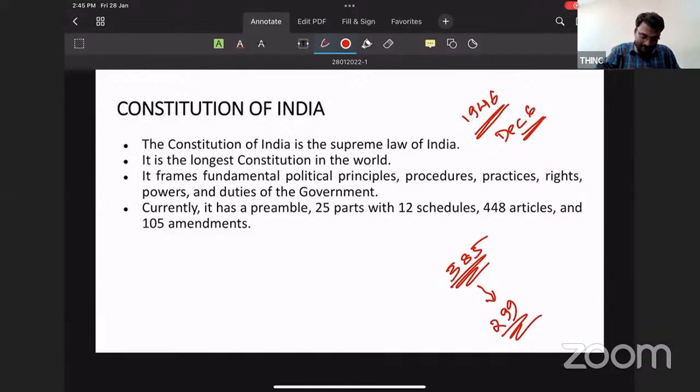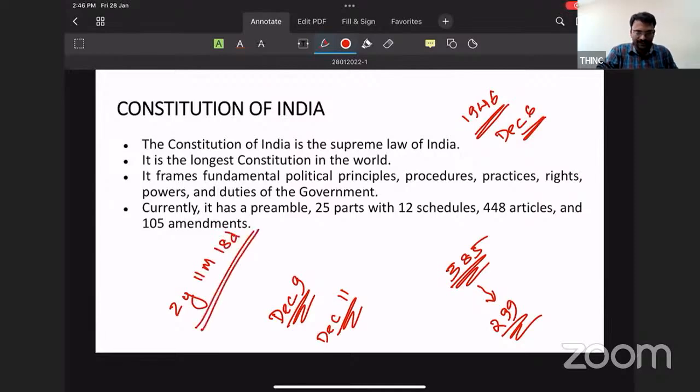On December 9, 1946, the first meeting of the Constituent Assembly happened. And on December 11, Dr. Rajendra Prasad was elected as the president of the Constituent Assembly. So he was the chairman of the Constituent Assembly from December 11th. From there onwards, they started making the constitution, and it took nearly 2 years, 11 months, and 18 days to frame a constitution for India.